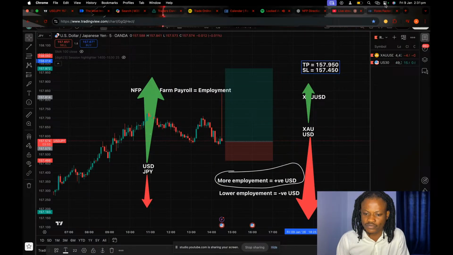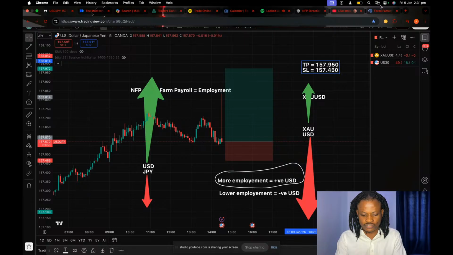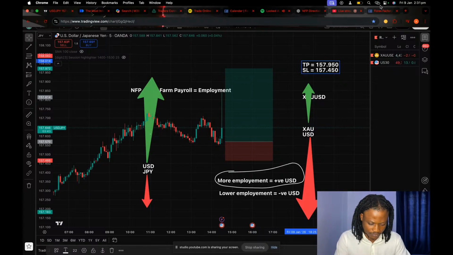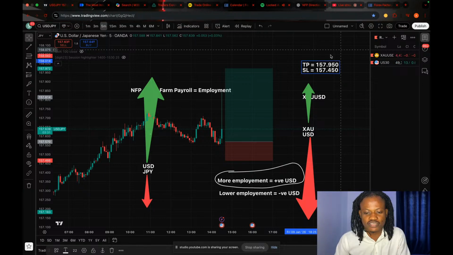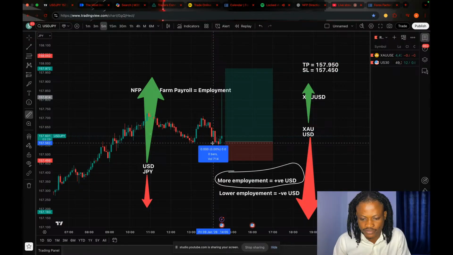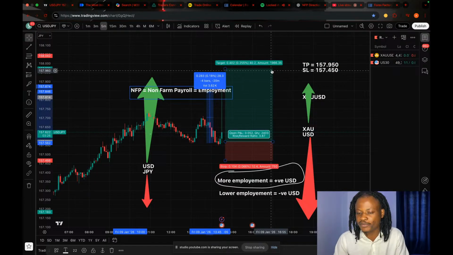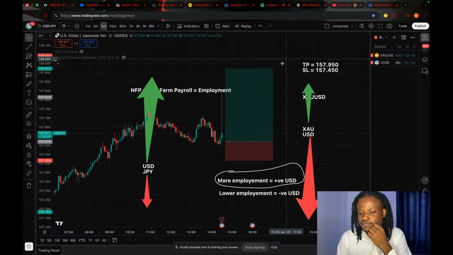Close your trade now, please. Close your trade in profit now, please. The market climbed by about 27 pips. Well, we wanted to take 40 pips, but the market bought by 27 pips.